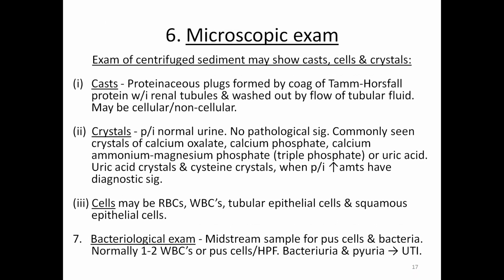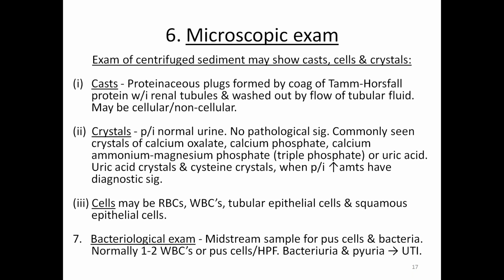Then we do a microscopic examination of urine, which means the examination of a centrifuged sediment of urine. And that may show casts, cells, and crystals. So let's learn a little bit about these. Casts are proteinaceous plugs, basically, formed by coagulation of Tamm-Horsfall protein. These are formed within renal tubules and washed out by flow of tubular fluid. They have a cylindrical shape, broken ends, and various shapes corresponding to tubule in which they are formed.